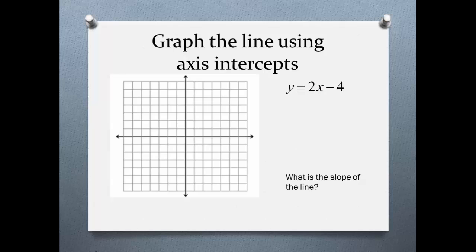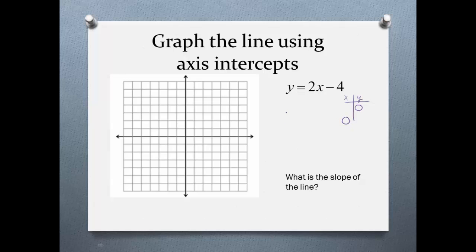So this is a different equation. This is y equals 2x minus 4. And it says to graph using the intercepts. So I'm going to use the same strategy. If I want to know where it crosses the x-axis, I set y equal to 0. And if I want to know where it crosses the y-axis, I set x equal to 0.